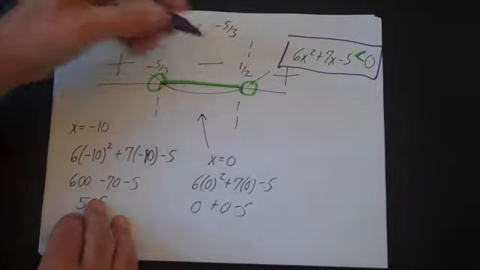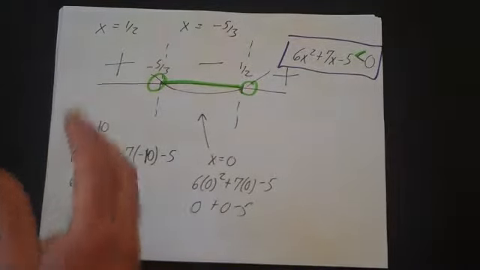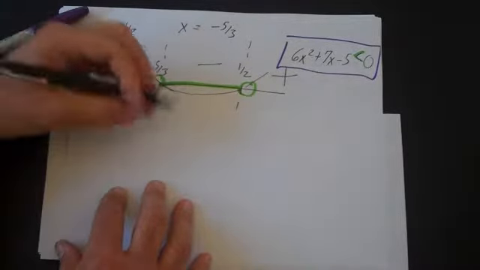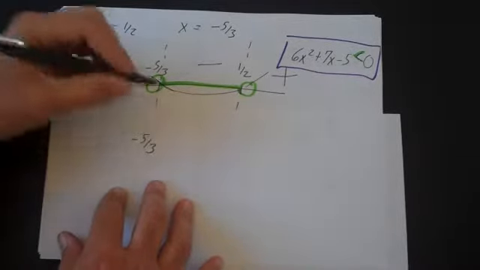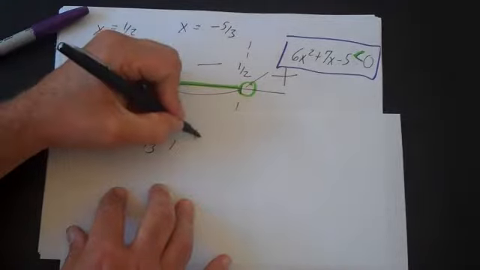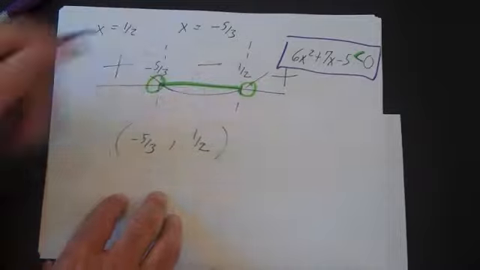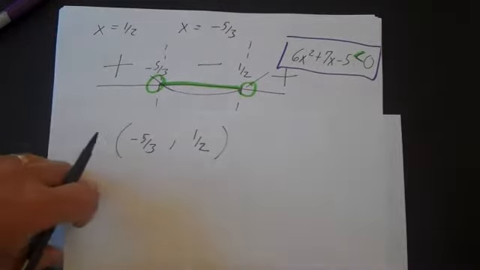If I want to write that in interval notation, let's look at that. It starts at minus 5/3, and it goes to a positive 1/2. It doesn't include negative 5/3, and it doesn't include 1/2. And that's my answer.